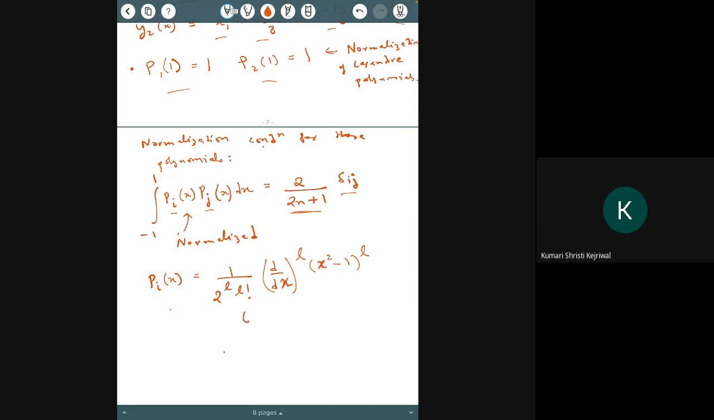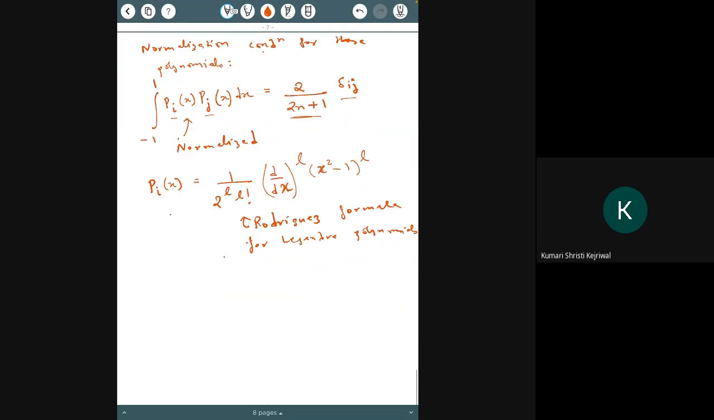But this is the Rodrigues formula for Legendre polynomials. So we had a Rodrigues formula for Hermite polynomials as well. This is the one for the Legendre polynomials. And they will give you the normalized Legendre polynomials.